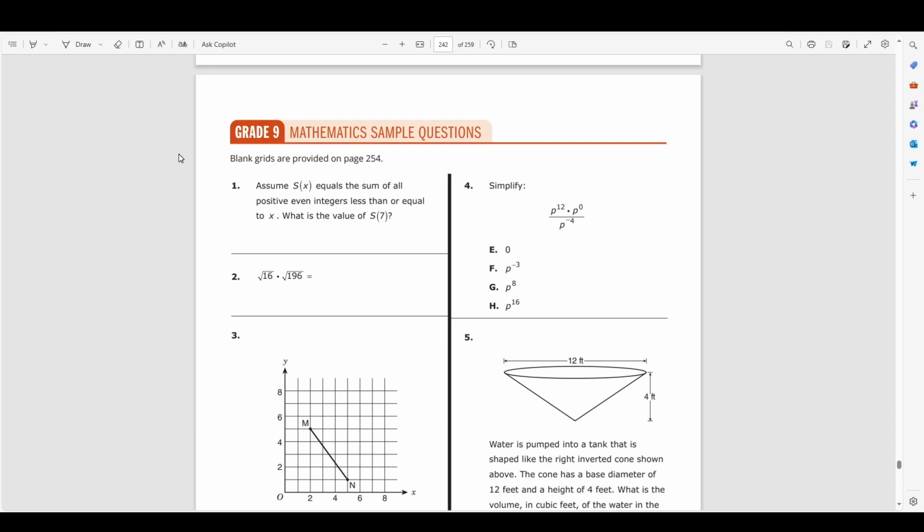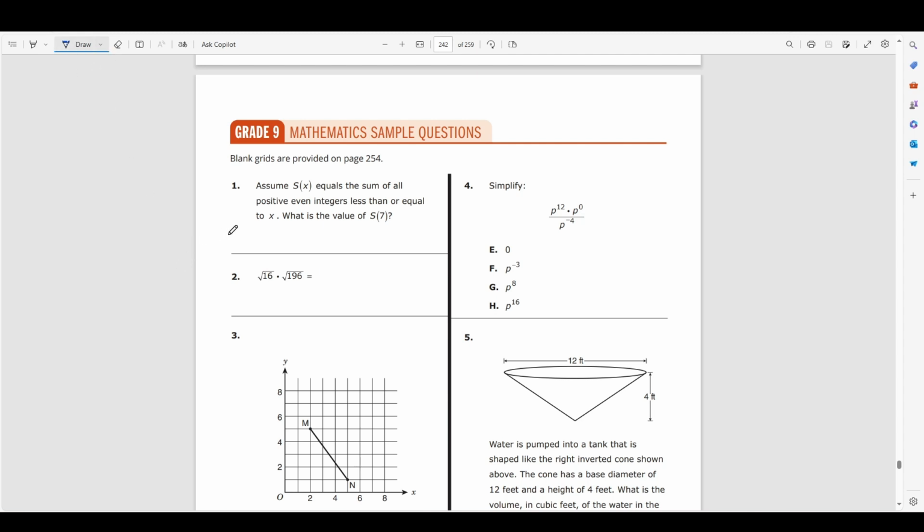Hello everyone, today we're going to be going over some sample math questions for the 9th grade SHSAT. These questions are from the 2022 SHSAT Student Handbook, which is made by the Department of Education, the people that make the test. These are some questions that they select to give you a feel for how the math section on the actual 9th grade SHSAT will go.